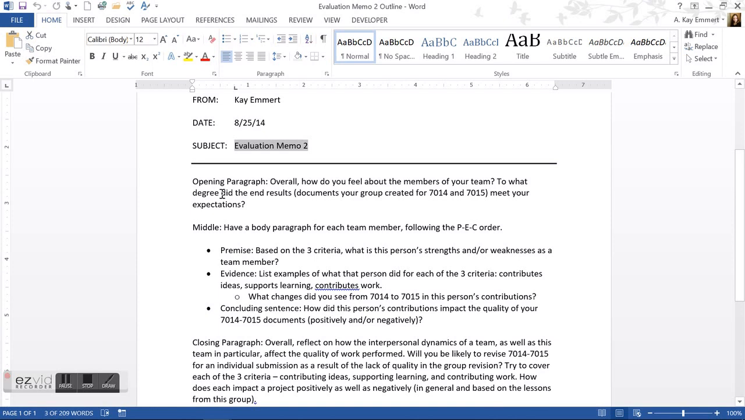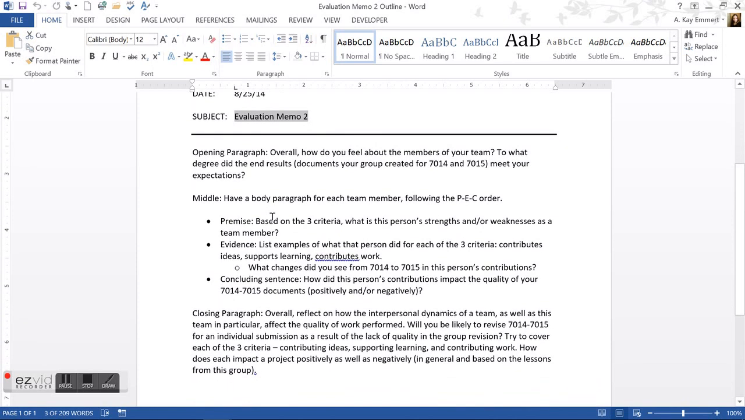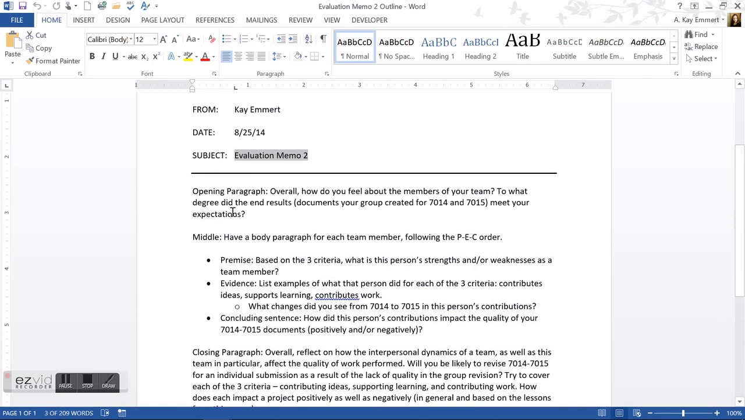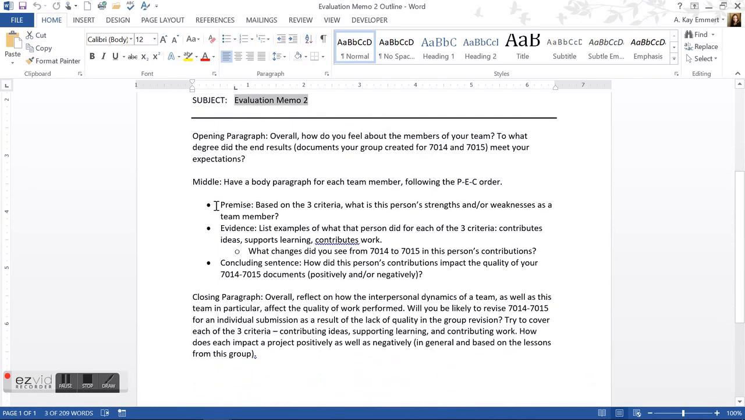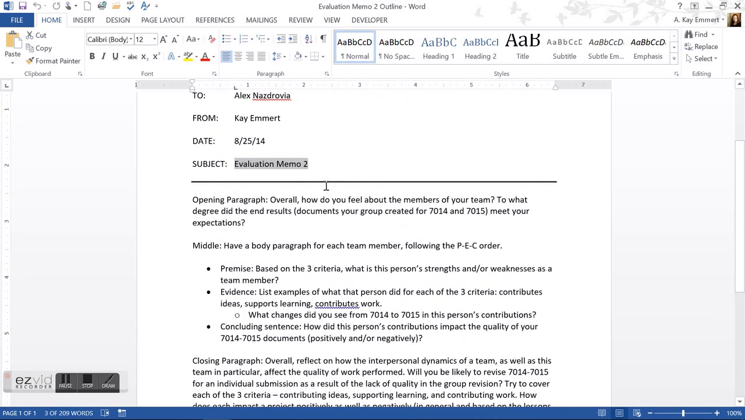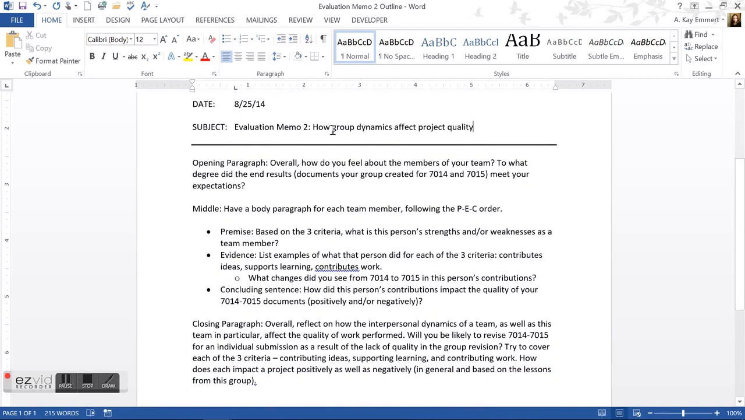So instead, the purpose of this memo, I would like for you to be able to reflect on how group dynamics affect the quality of the project. Okay, so that is the purpose. So that's what I want to feel you have answered by the end of this memo, by using the case study of your group. And you can talk about both 7014 and 7015 in this for your evidence. Okay, so you'll see that this purpose is reflected in the structure of the memo outline.